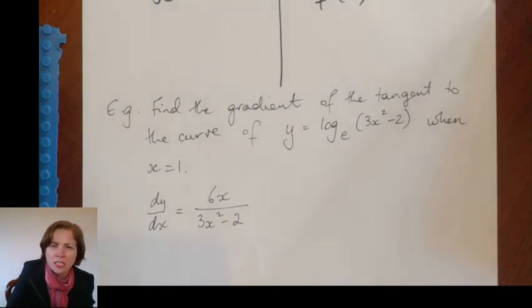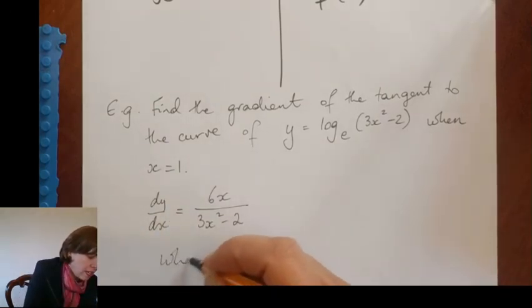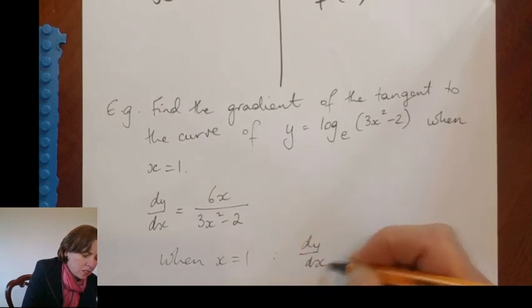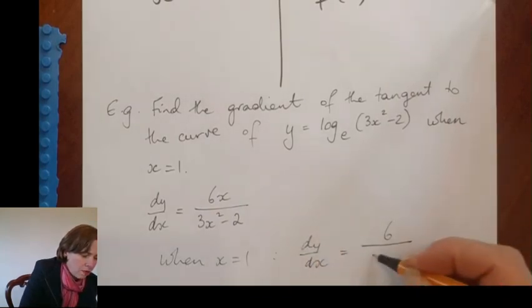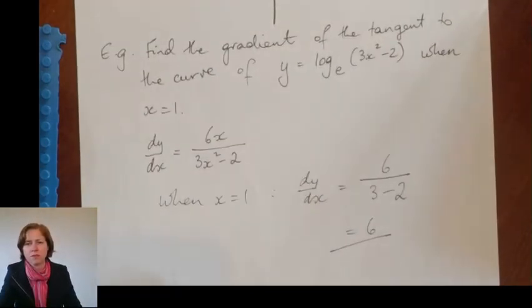But the question didn't ask me for the derivative. It asked me to find the gradient of the tangent to the curve. That means the value of the derivative when x equals 1. So now I just have to use x equals 1. dy dx is going to equal 6 over 3 minus 2, which equals 6. And that's the answer. And we're done.